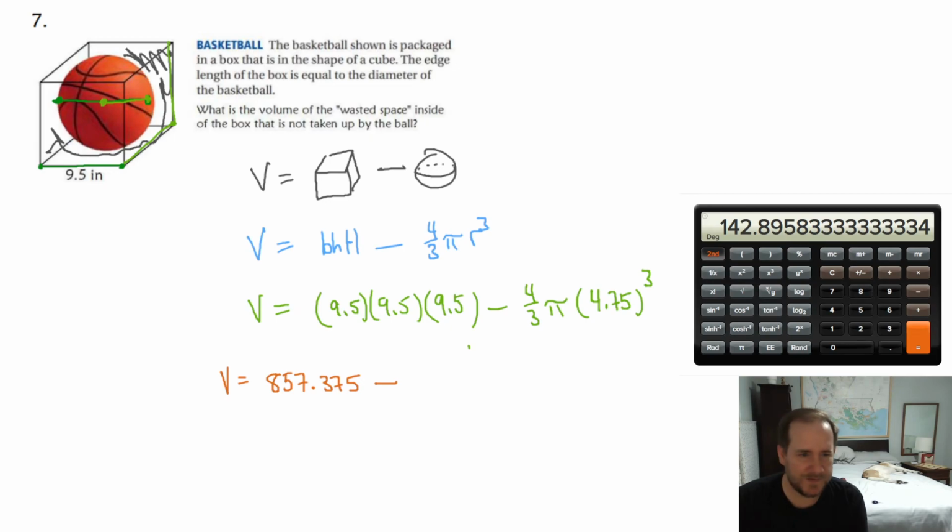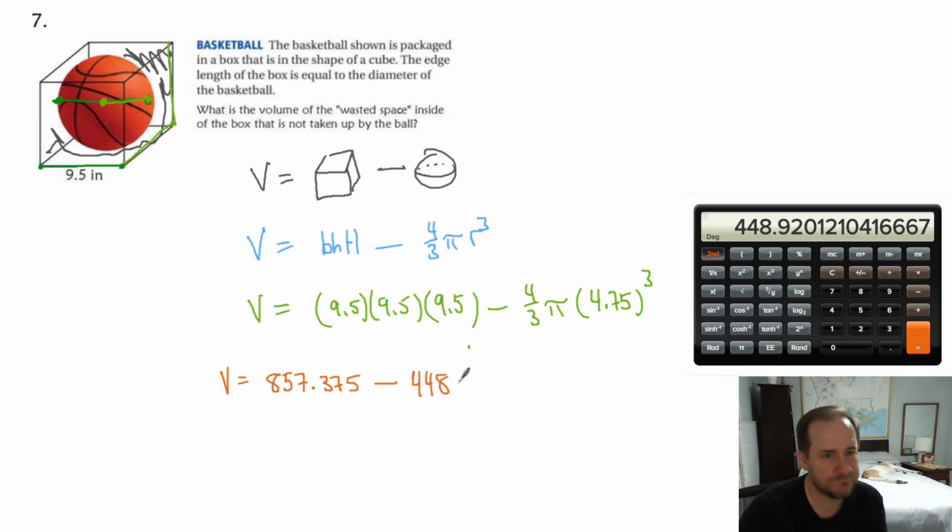Now even still, I would say I'm not done, because I don't want to leave my answer in terms of pi. I do just want to get down to a final answer. So let's actually now take this number and multiply it by 3.14. Now remember, that's not enough. You got to use more. So 3.14159 equals, and I'm getting 448.9201 even, let's say.